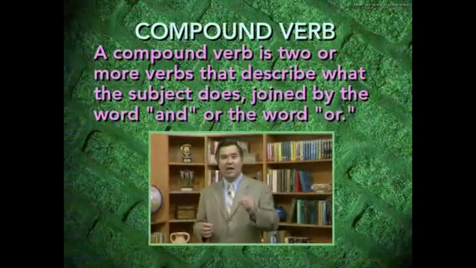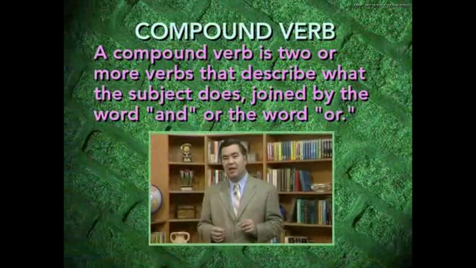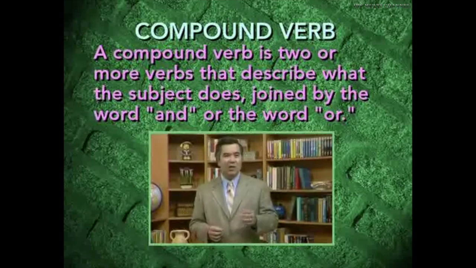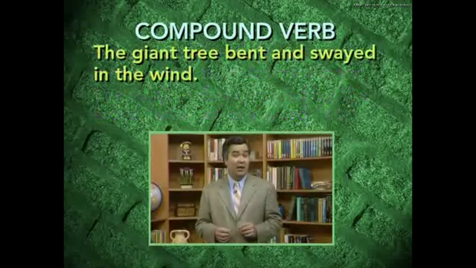Just as a subject can be compound, a verb can also be compound. When a subject is compound, it means that there are two or more things that are acting together in the sentence. Can you guess what a compound verb would be? Well, that's when you have a subject which is doing two or more things. A compound verb is two or more verbs that describe what the subject does. Again, joined by the word and or or. Here's an example. The giant tree bent and swayed in the wind.